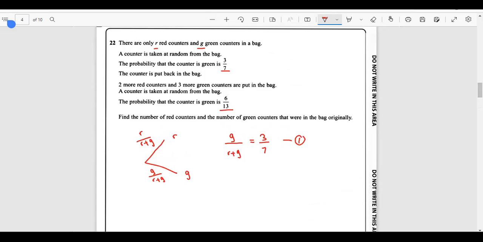Because it could be that it's not 3 by 7. It could be that we had some different number, but we did some simplification stuff like that. So that is not right. You need to use the second information that is given here.